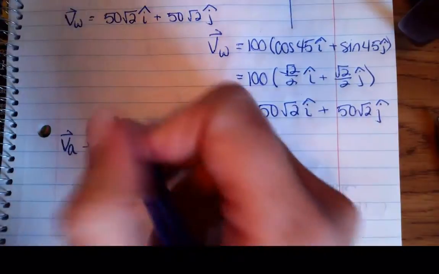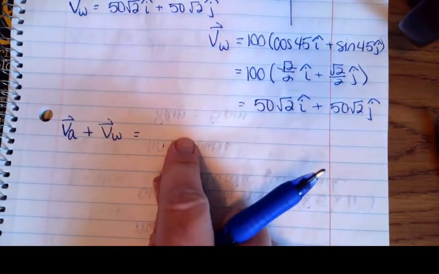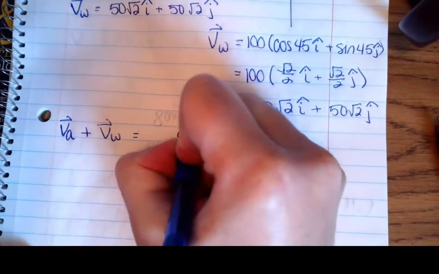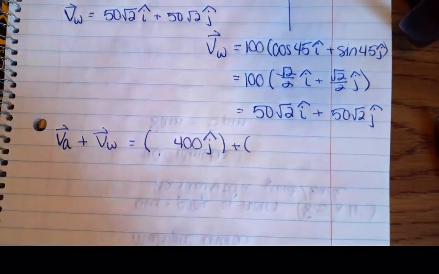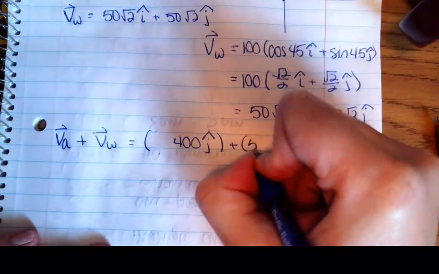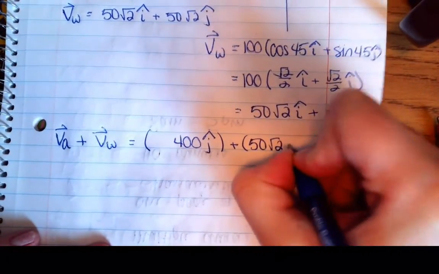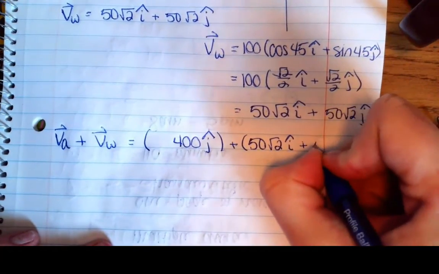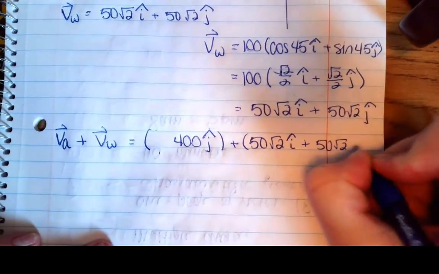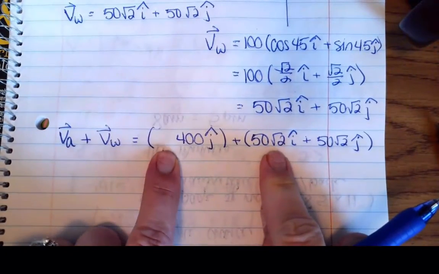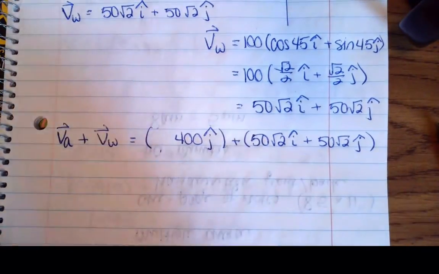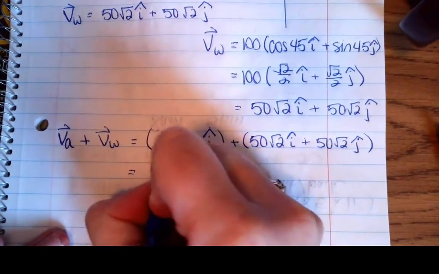All right, so this is 400j. So remember there's 0 i's plus 400j, plus the vector for my jet stream, which is 50 root 2 on i plus 50 root 2 on j. So I'm just going to add those together. So my i components just stay at 50 root 2 on i.